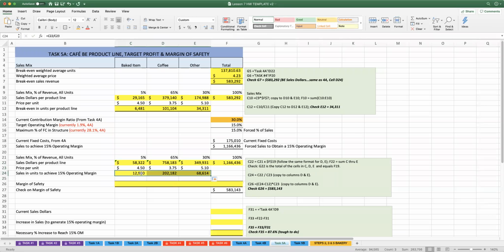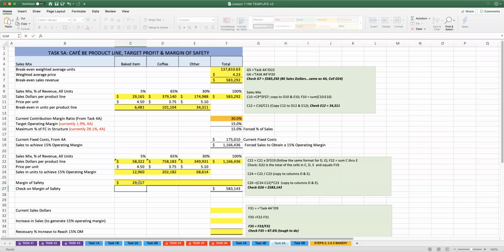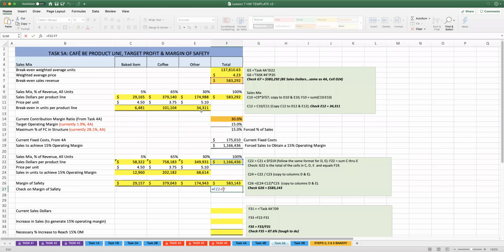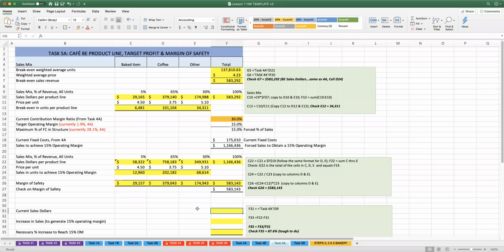Doesn't seem very likely. So the margin of safety, let's do it in dollars, would be the target margin minus the break-even sales volume. Dollars. Those are all dollars there. Let's get a sum going. Make sure. And then this is a check to make sure, yes, they're the same. You can calculate that by taking the target minus the break even. Okay, same answer.